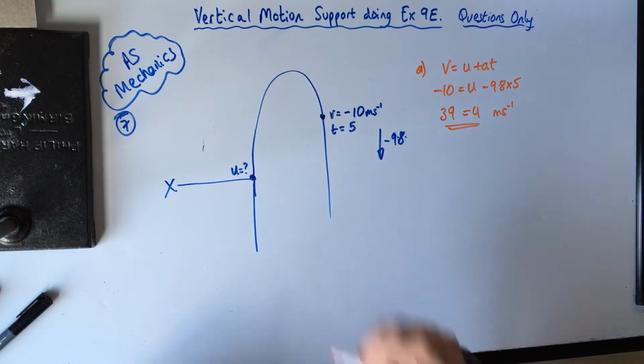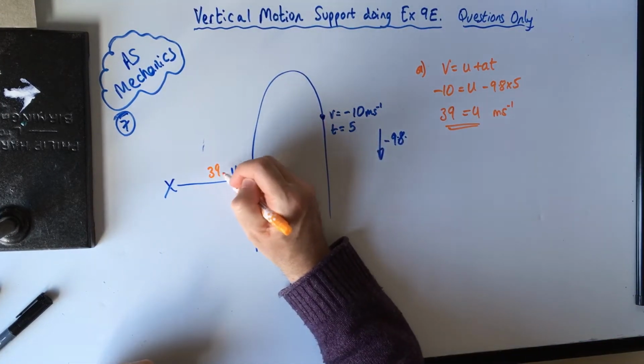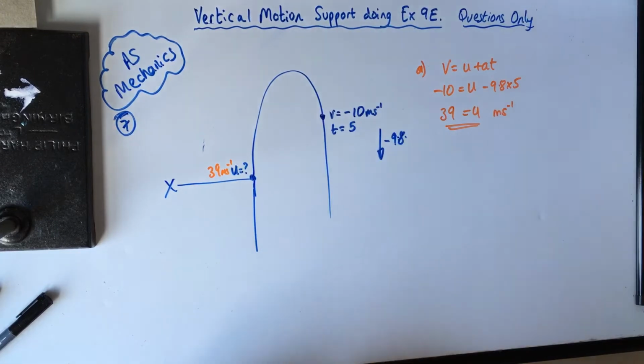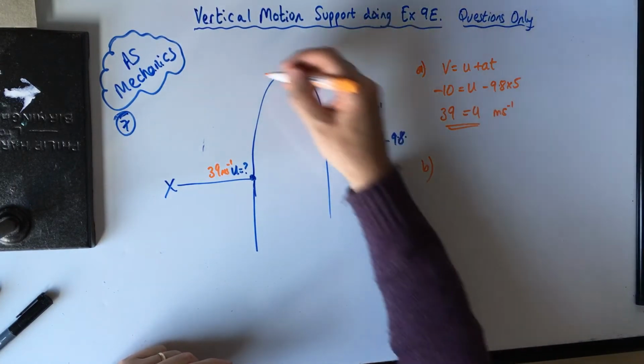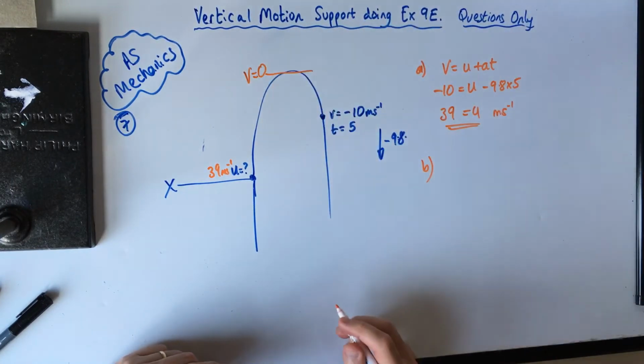That's what that must have been. Oh, it's very quick when it was catapulted up. That's u. And you're also asked to find the highest point. Well, that's a very standard question, that point there. Remember, that's when v is equal to 0.